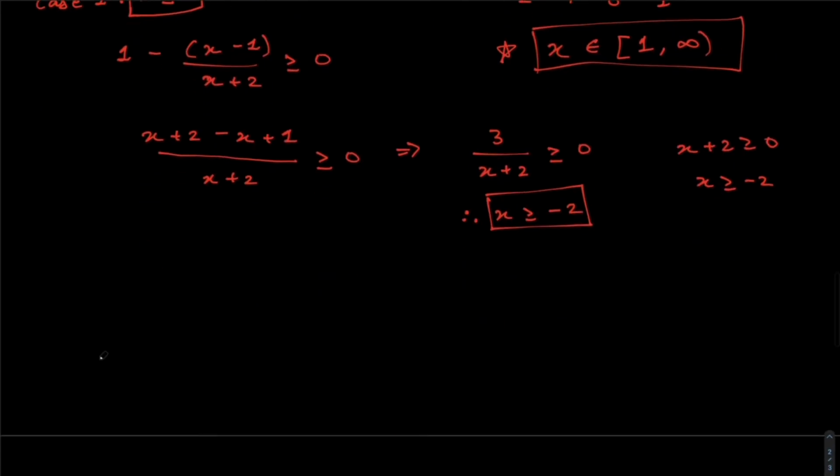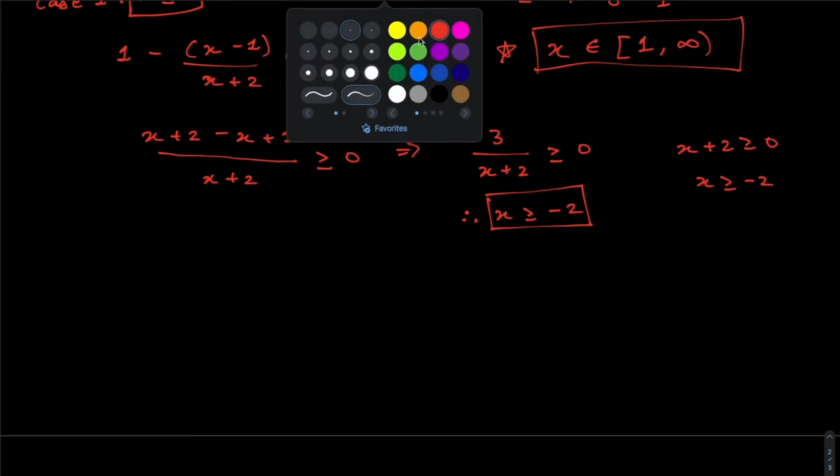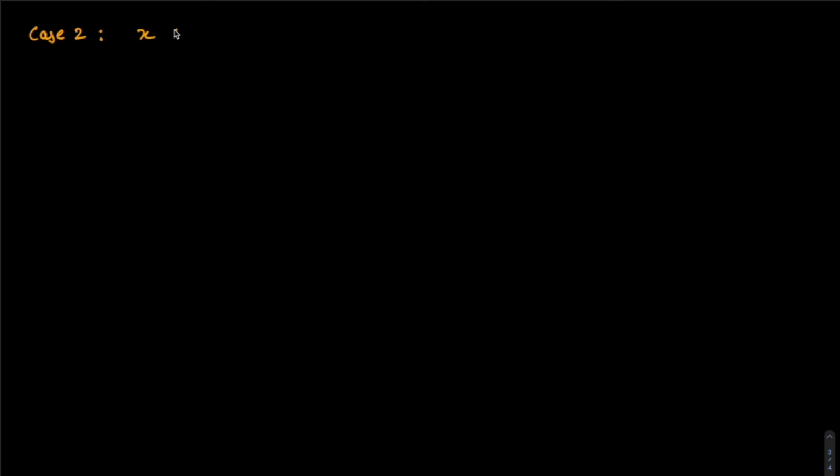Now let's look at case 2, right? So I'll change the color. I'll take it to orange, right? So I'll take case 2 down here on the next page. I'm going to have case 2 like this. So case 2 will be when x is less than 1, right?